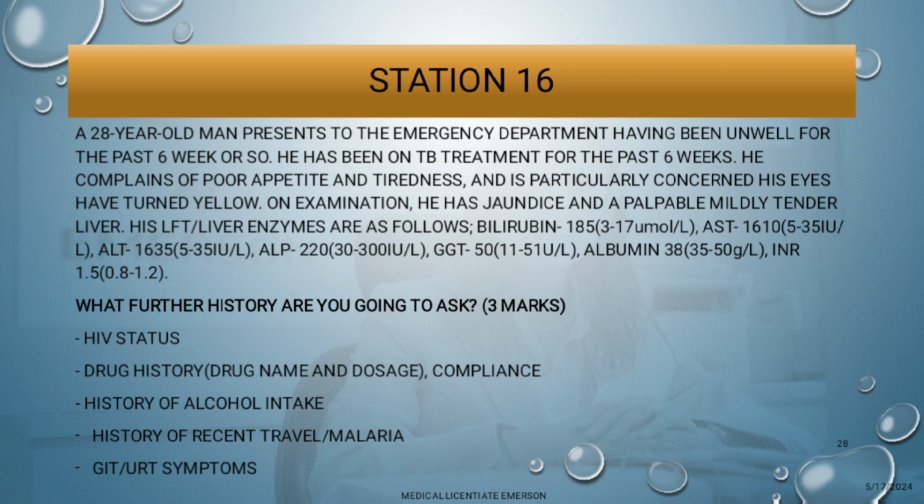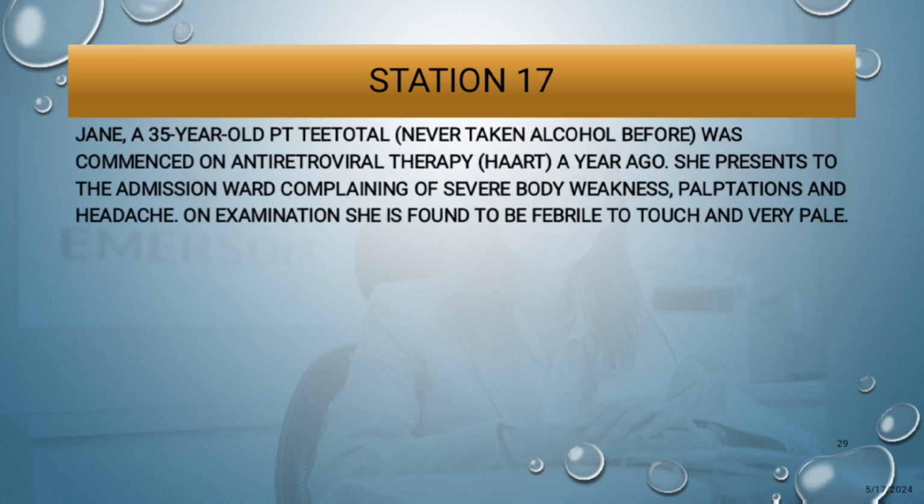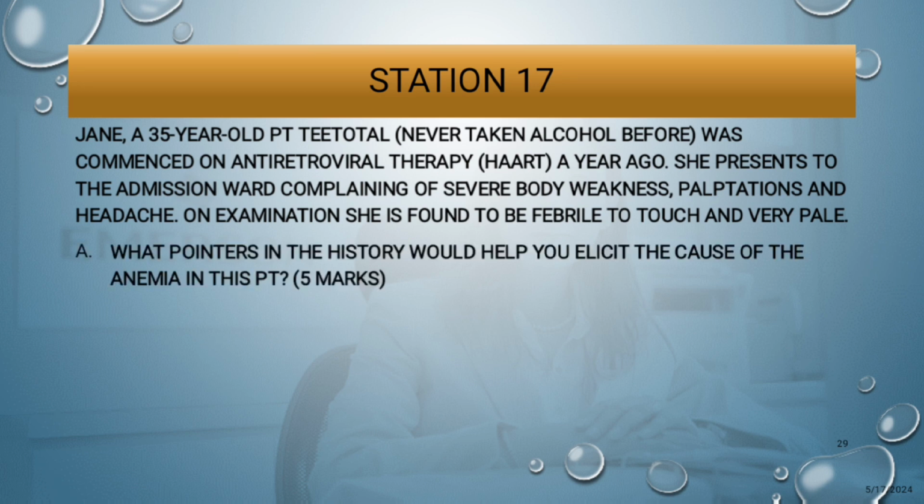Okay, then the next question is saying Jane, a 35-year-old patient, a teetotal, meaning they have never taken alcohol before, was commenced on antiretroviral therapy a year ago. So she presents to the admission ward complaining of severe body weakness, palpitations, and headache. On examination, she is found to be febrile to touch and very pale. So what pointers in the history would help you elicit the cause of the anemia in this patient? Okay, so what pointers in the history are going to help you?